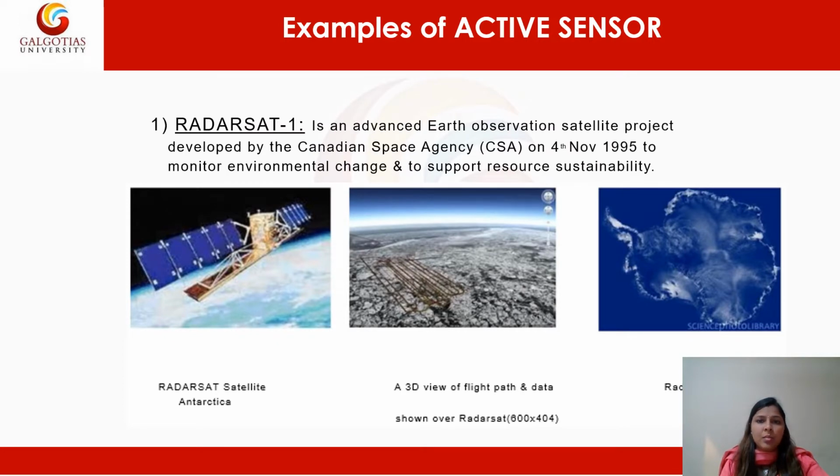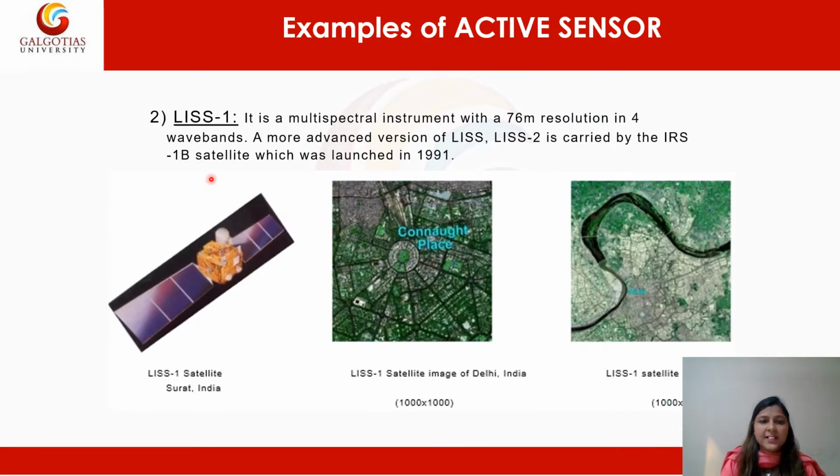Besides that, we have some more examples. Radarsat-1 comes under the active sensors. It is an advanced Earth observation satellite project which was developed by the CSA in 1995. Besides that, the LISS-1 satellite is also an example of active sensors. It is a multispectral instrument with a 76-meter resolution. So it is also an example of an active sensor.